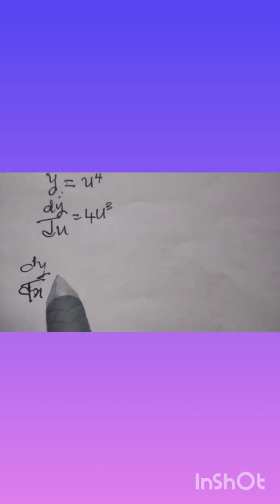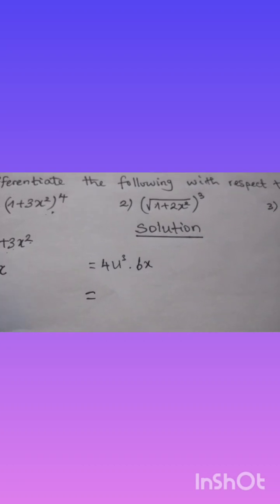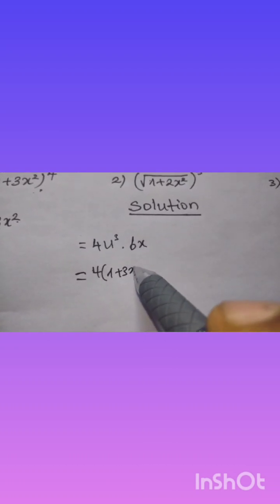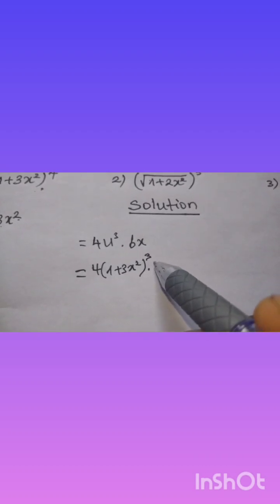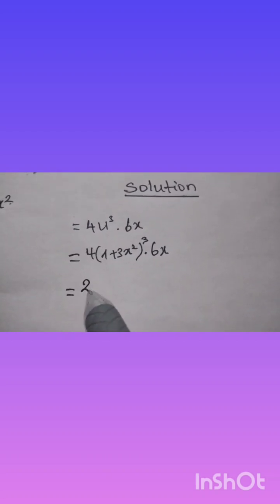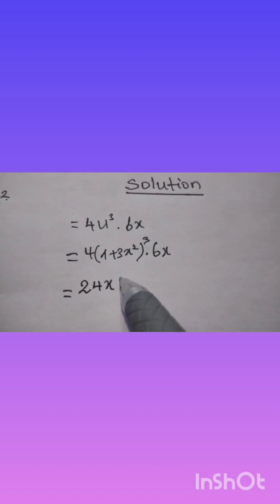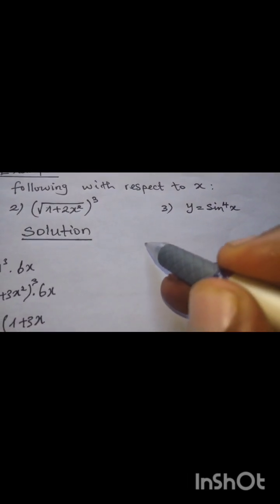So what do we have? We now have dy/dx being equal to dy/du times du/dx, which gives us dy/du is 4u cubed times du/dx, which is 6x. But what is our u? Our u here is 1 plus 3x squared, all that cube, times 6x. When you simplify further, it gives us 24x, then 1 plus 3x squared all cubed.